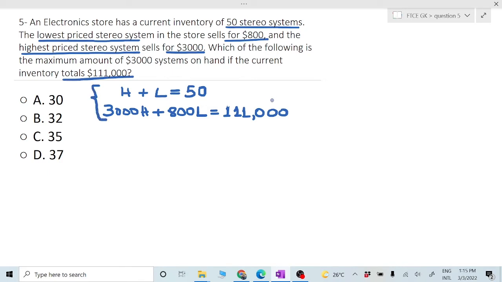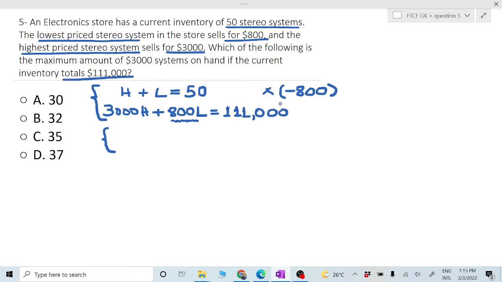Okay, so in order to work with these equations, we're going to eliminate one of the variables. I'm going to choose to eliminate the variable L because it's the lowest number, to make it easier for calculation. So I'm going to multiply the first equation by negative 800. And I'm going to repeat it down here.